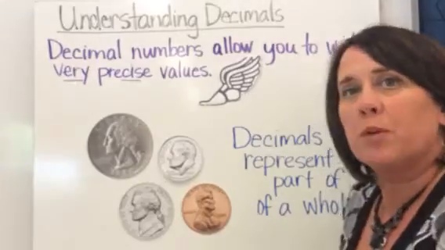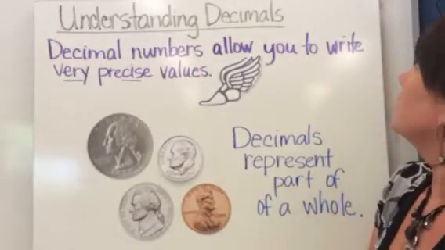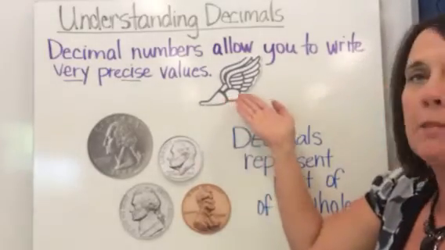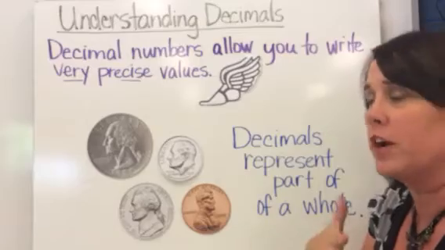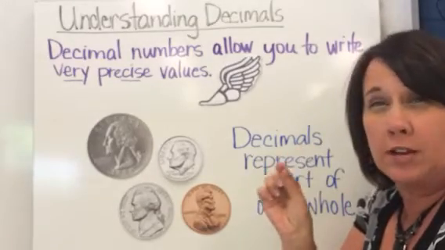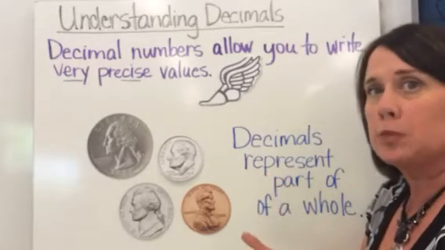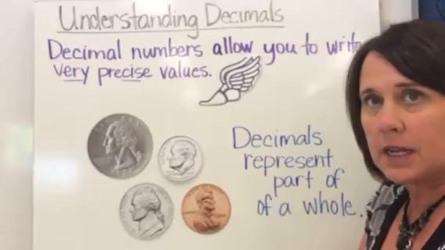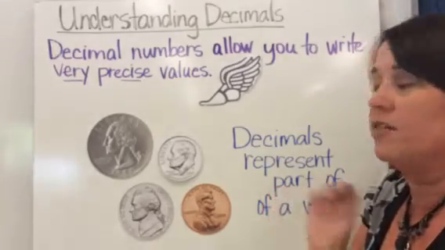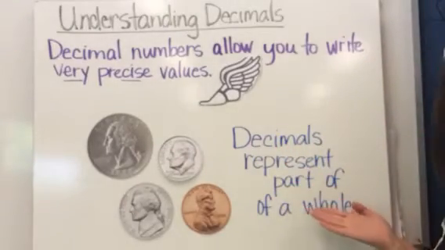This video is to help you understand decimals. Decimal numbers are numbers that allow you to write very precise values. For example, in a race, on a running track, there is a very small amount of difference in the time between someone that comes in first place and someone that comes in second place, and that's usually a fraction or a part of a second. So decimals represent part of a whole.